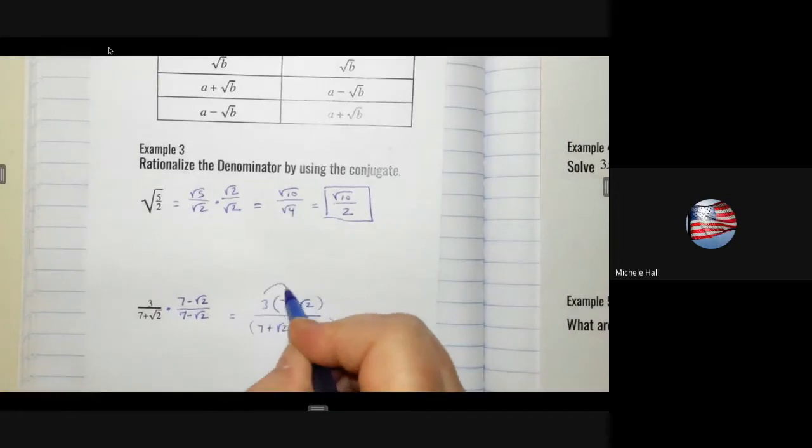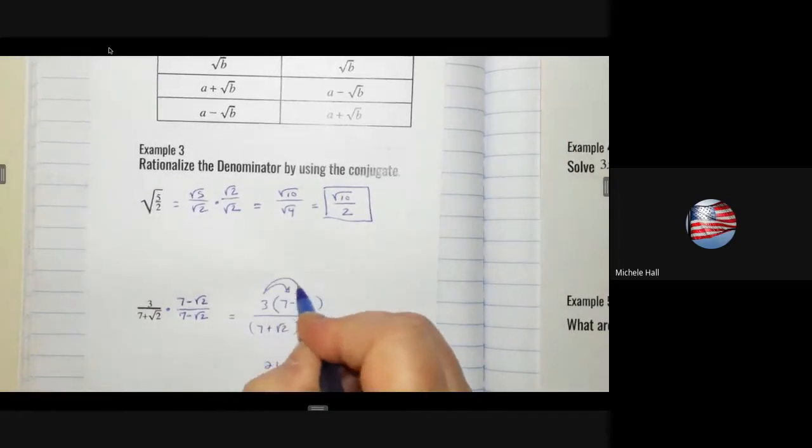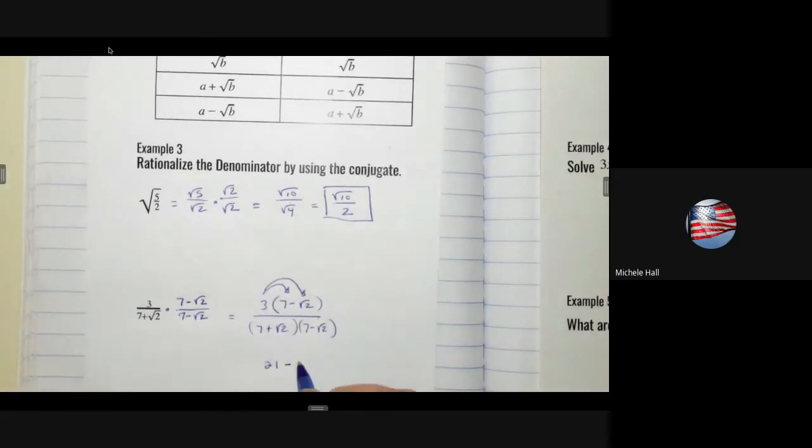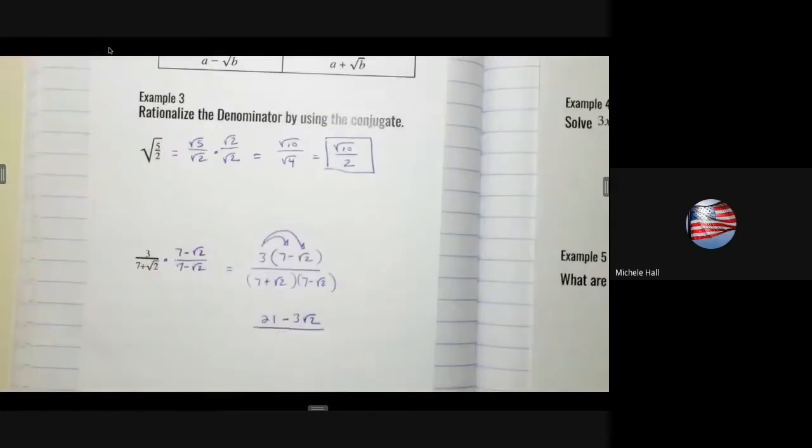Distributive property, 3 times 7 is 21. 3 times the negative square root of 2 is negative 3 square roots of 2. Can you make a conjecture about what's going to happen in the denominator? I have exactly the same thing, except a plus and minus sign. What do I expect to happen when I have this situation?